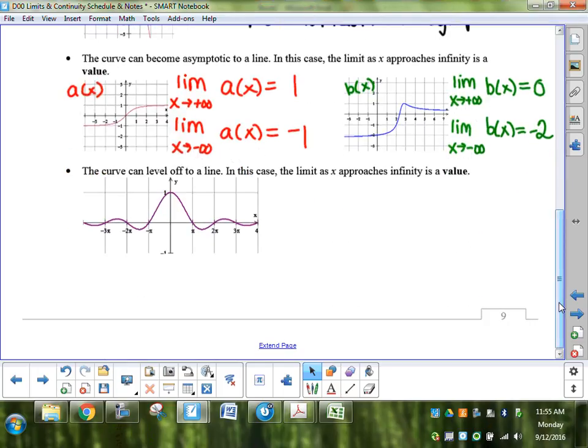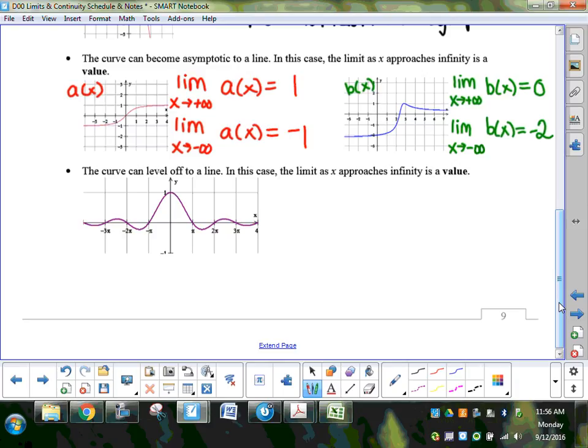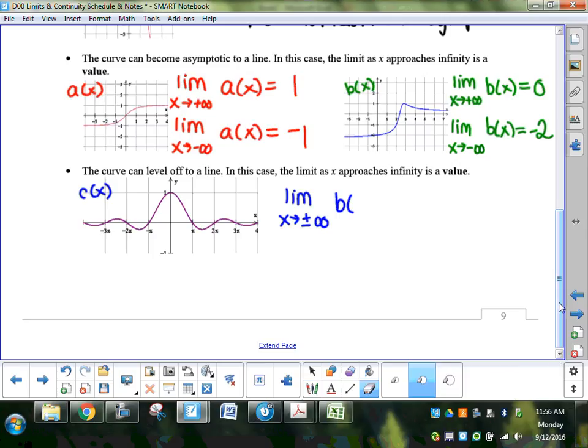The curve can level off. The limit as x goes out to infinity is a value. So see how these waves are oscillating, but eventually if we were to track this out to infinity, it would level off to the same value. Let's call this c of x. So I would say the limit as x goes out to, now in this case, see how it converges to the same thing? I can condense that and say positive or negative infinity of c of x.